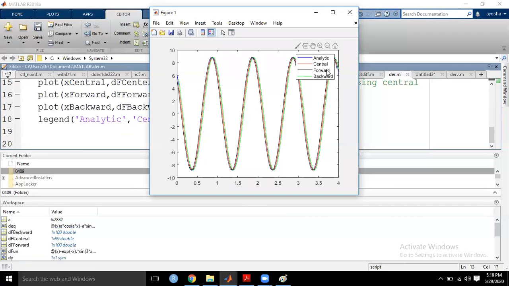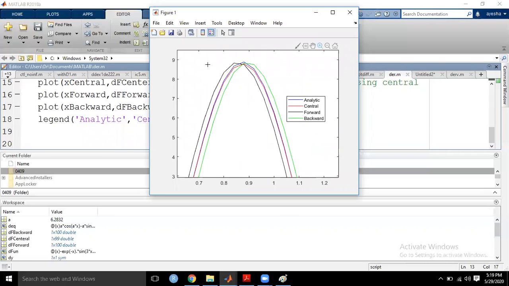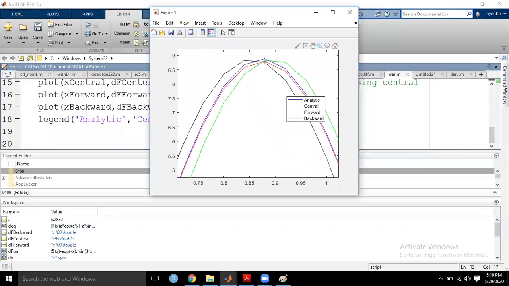Now students, you can see that this is the output, and now we need to zoom it in to check the difference between the numerical answer and the analytic answer. Okay, so now I'm going to zoom in on any part of this graph. So can you see here students, the analytic result is the blue one, and the central one is the red one, the forward one is the black one, and the backward one is the green one. And you can see there is error. Yes, why do we have the error? Because it is only the order of h or order of h square scheme.